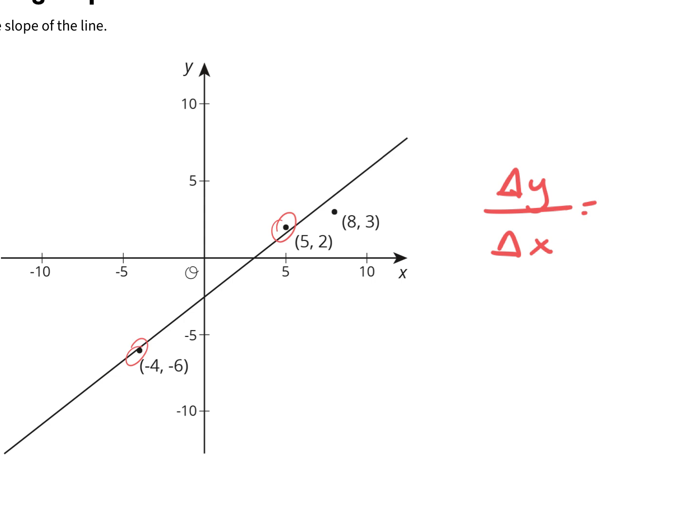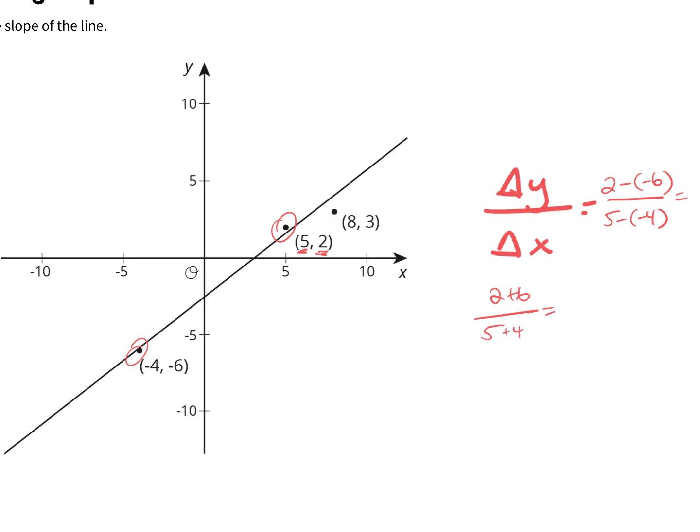So change in y, that's just going to be 2 minus -6 over 5 minus -4. Now, if you did -6 minus 2 and -4 minus 5, that is fine as well. It doesn't matter the order, just as long as the pair that you put in front, both numbers go in front. So, for example, since I put the 2 first here, I have to put the 5 first as well. 2 minus -6 is just 2 plus 6. And then 5 minus -4 is 5 plus 4.